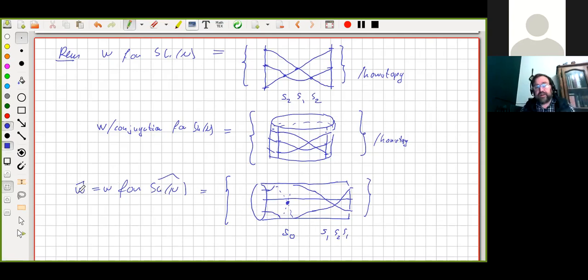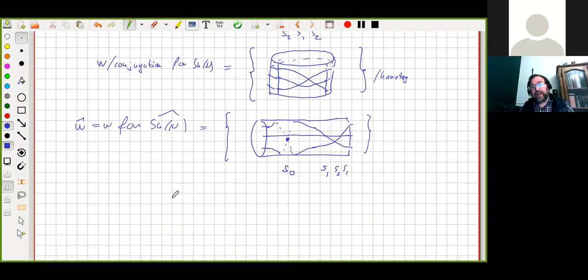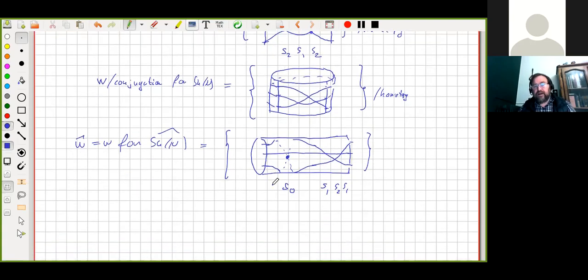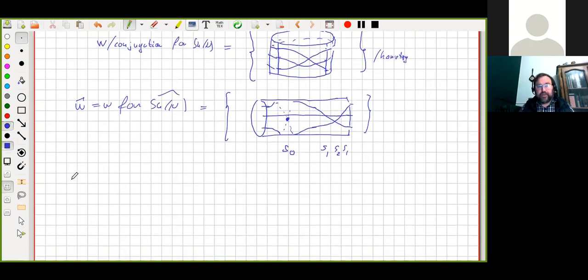So this is a representation of the affine Weyl group. The affine Weyl group is a kind of periodic version. If you take the universal cover of the cylinder, it will be the same as this diagram, but periodic. So W hat is some kind of periodic version of the finite-dimensional one. And so the conjugacy class of W hat up to conjugation for SLN hat is the following.